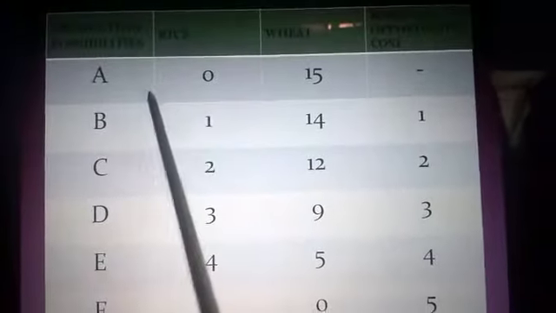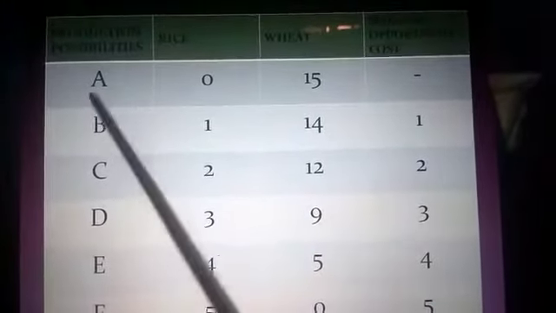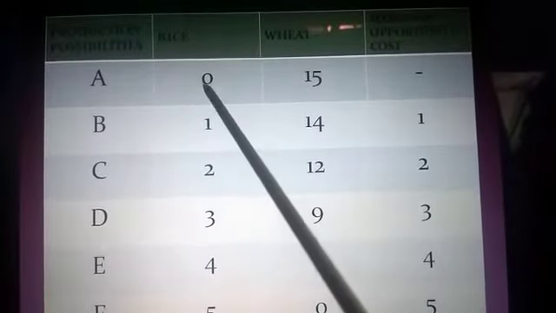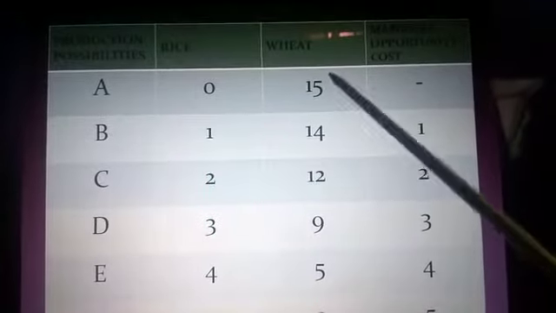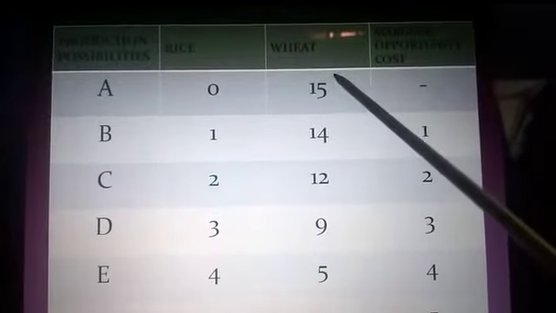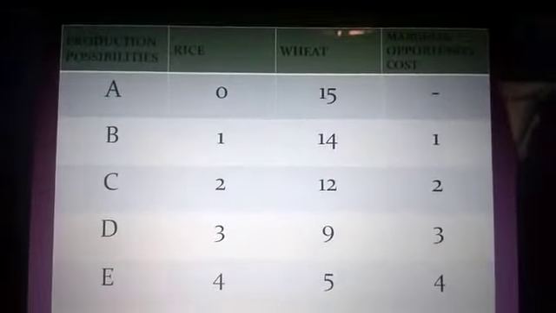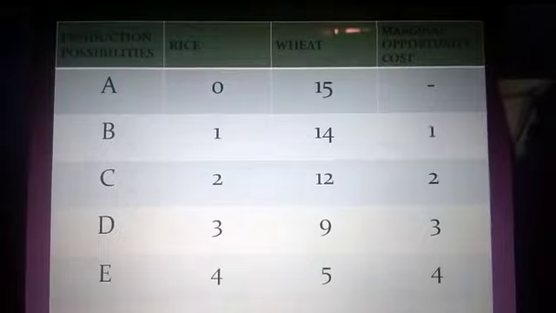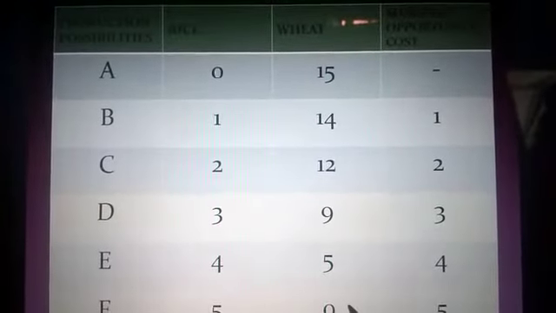Table. We'll first prepare a table. A particular plot of land. If it produces 15 kgs of wheat, it cannot produce rice. That means we are using the entire plot of land for growing only wheat. When we use it, it can give us 15 kgs of wheat. Similarly, if we grow only rice on it, we will get 5 kg of rice and no wheat.